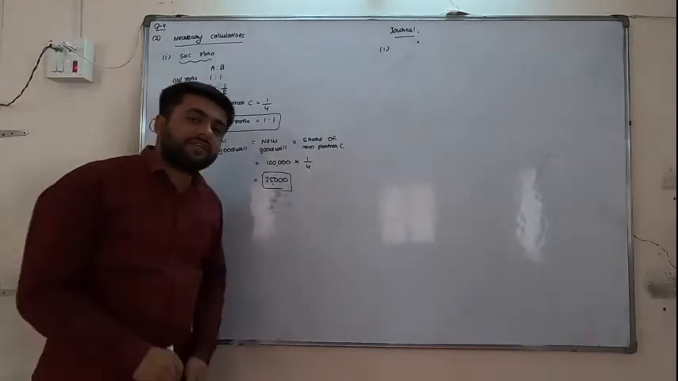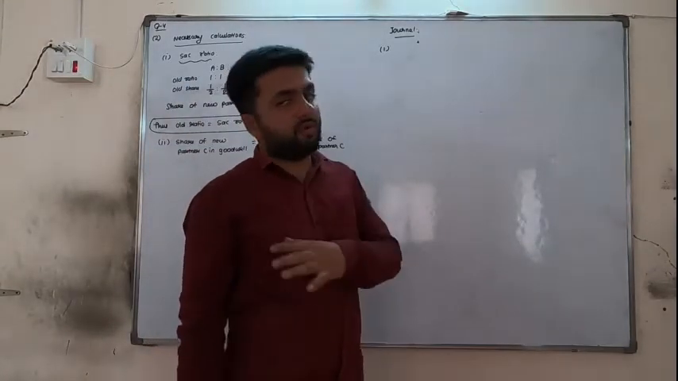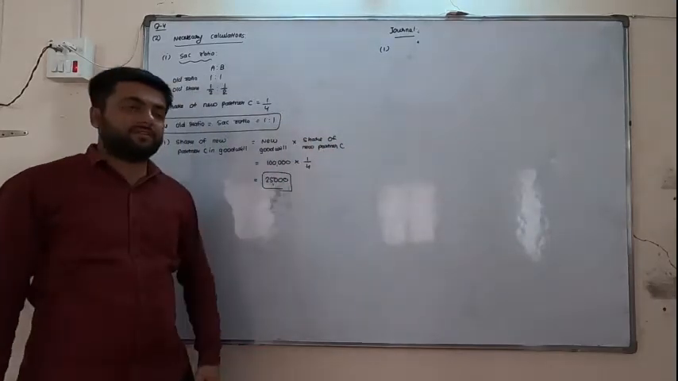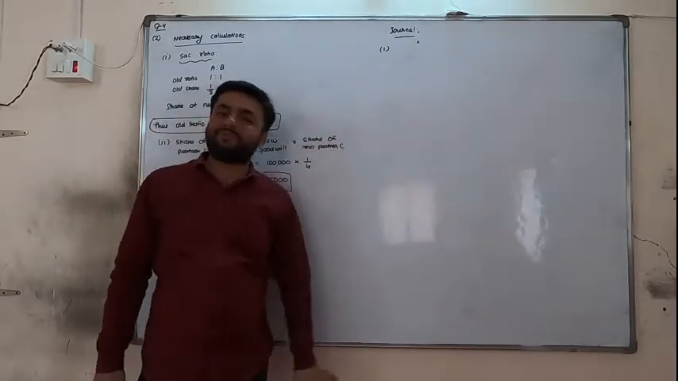So first we should see whether any old goodwill is appearing in the books. No, old goodwill is not there. So ignore that first entry, but don't change the number. Here you have to give the first number only.